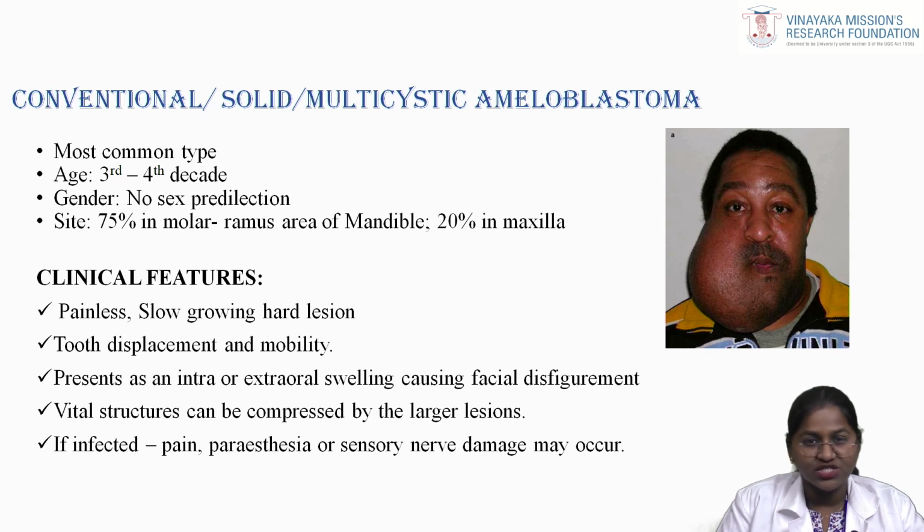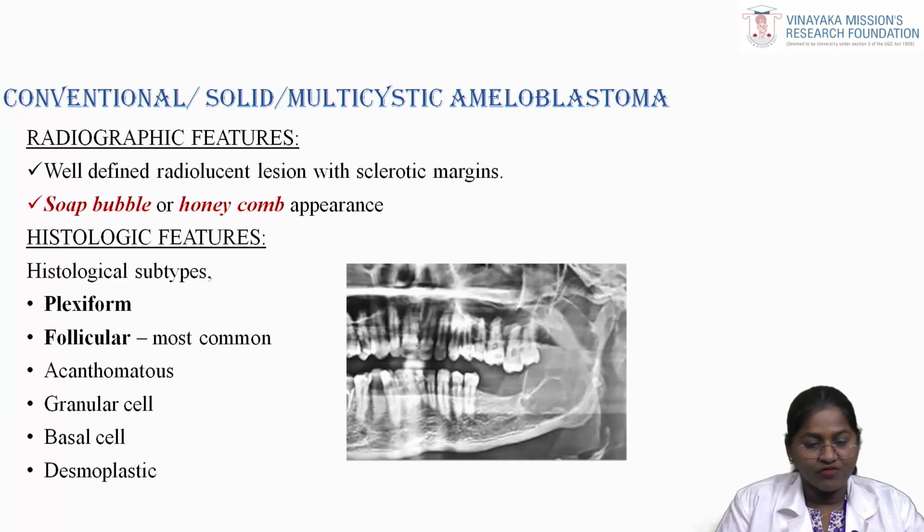So as the lesion is growing, it may compress the nearby nerves. If infected, there may be pain, paresthesia or sensory nerve damage. Unless or until then, it is asymptomatic. So coming to the radiographic features, it is a well-defined radiolucent lesion with sclerotic margins. In simple terms, we can call it a soap bubble or honeycomb appearance.